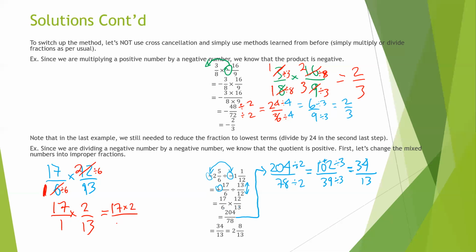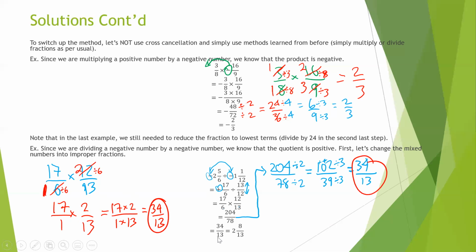And I apologize for going across, but I'm running out of space here. And then 1 times 13. And of course, that reduces to 34 over 13, which is actually the exact same answer I got over here. So it's up to you what you prefer. In my personal opinion, I find cross cancellation a little bit easier. It simplifies a bit of the work.